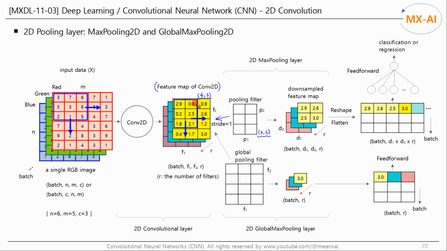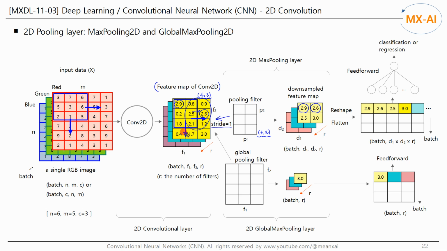First, apply this filter to the first matrix of the feature map. And select the maximum value in the area covered by this filter. This will be the first element value of the downsampled feature map. Then move this filter to the right by 1 pixel. In this example, the stride value is set to 1. The maximum value in this area is 2.6. This will be the next element value in the downsampled feature map.